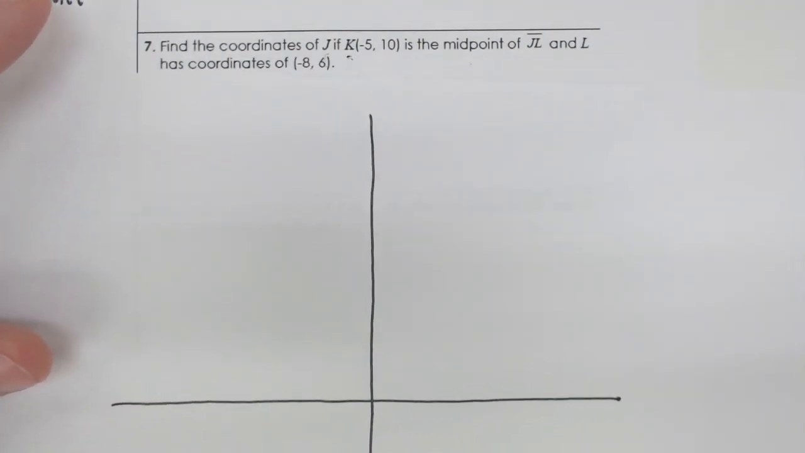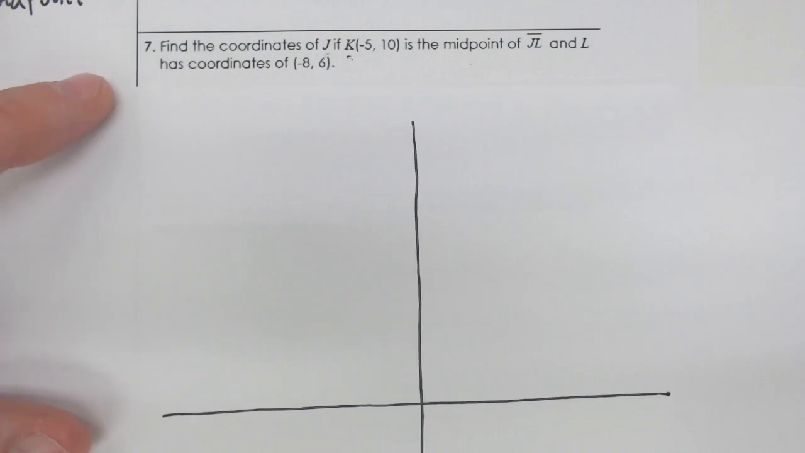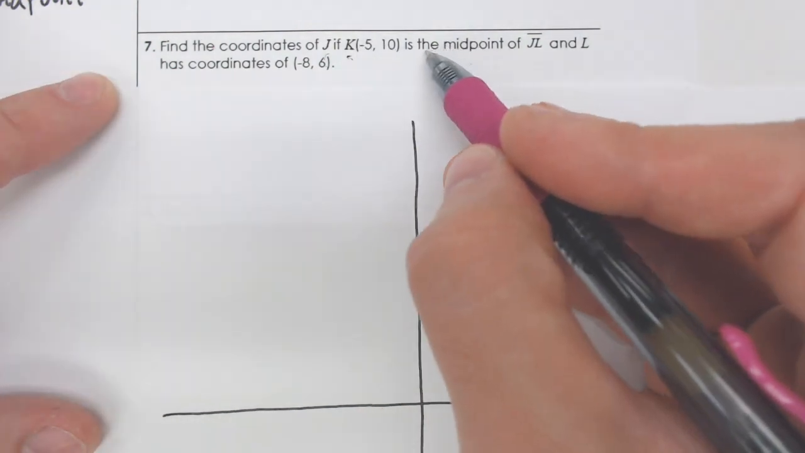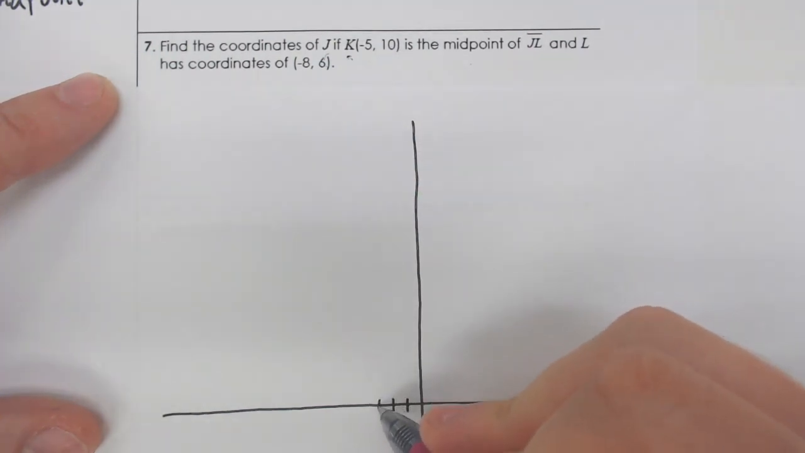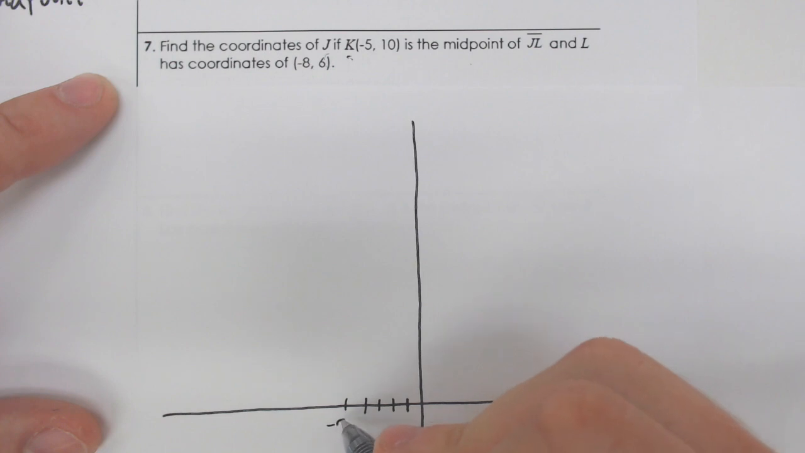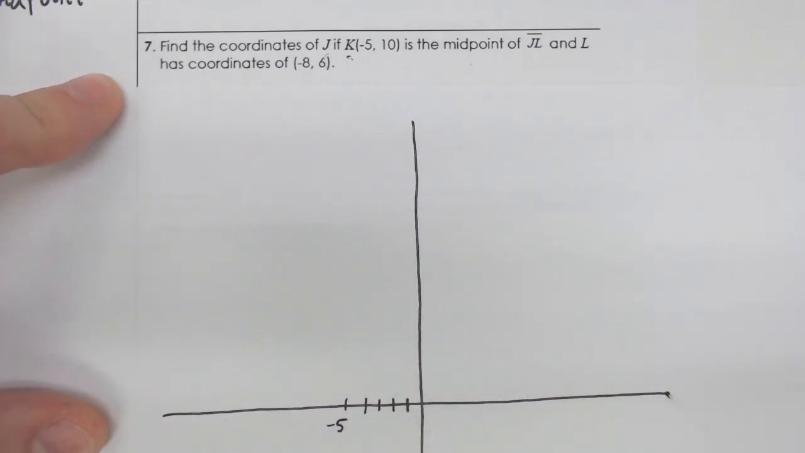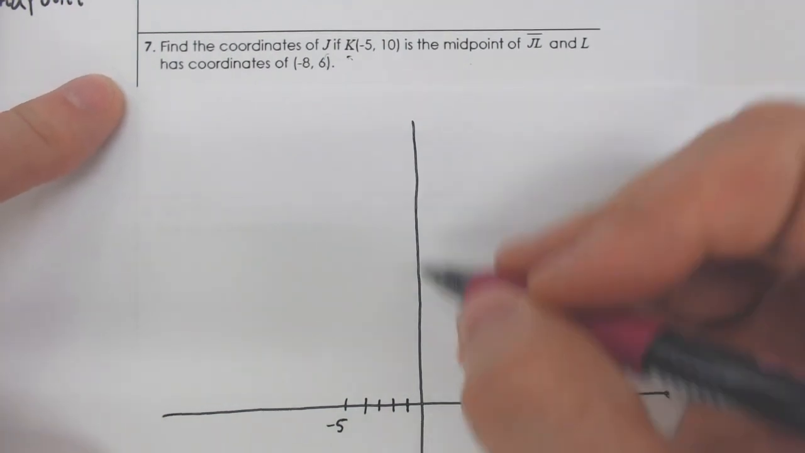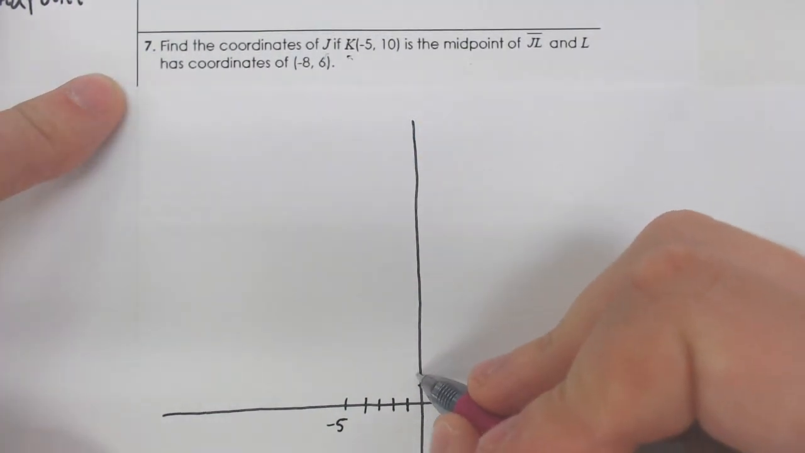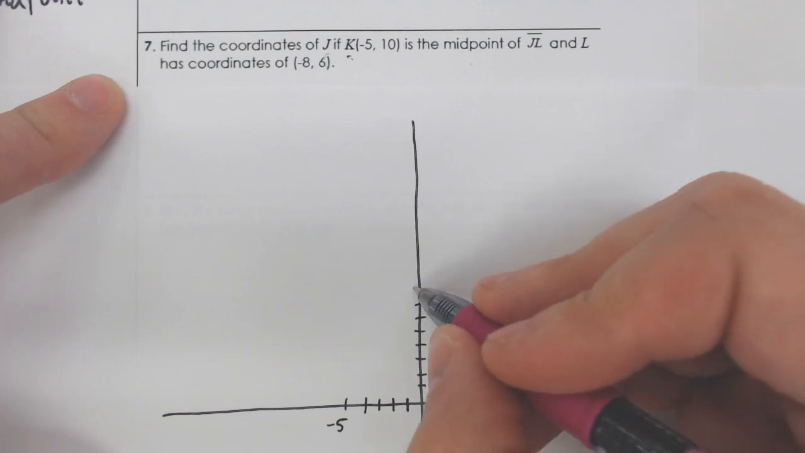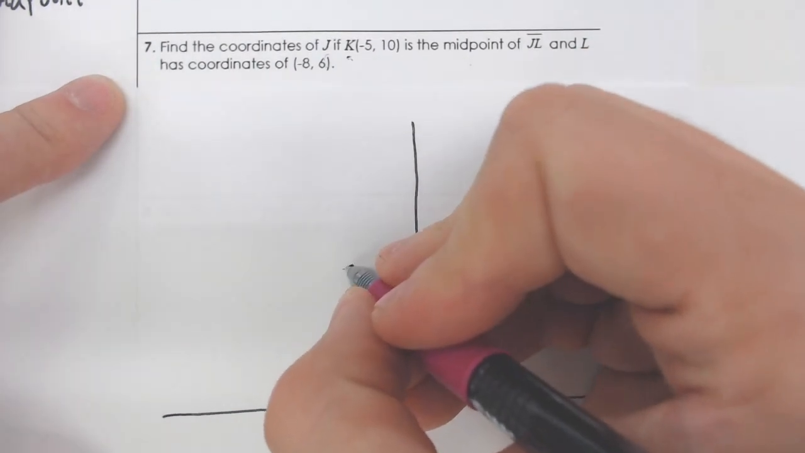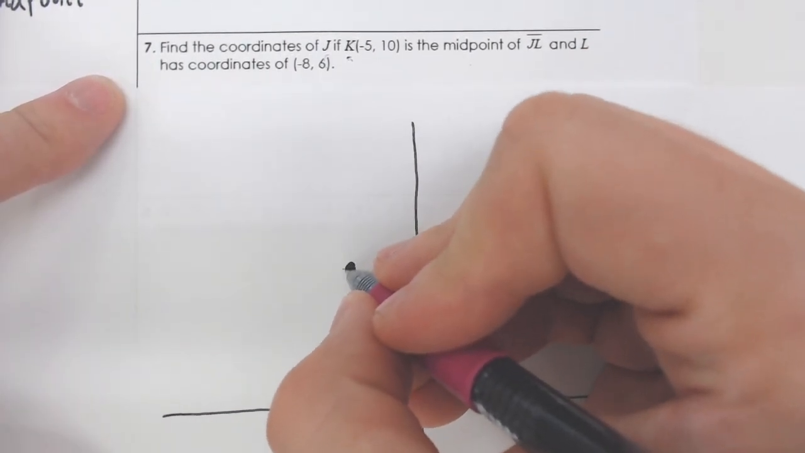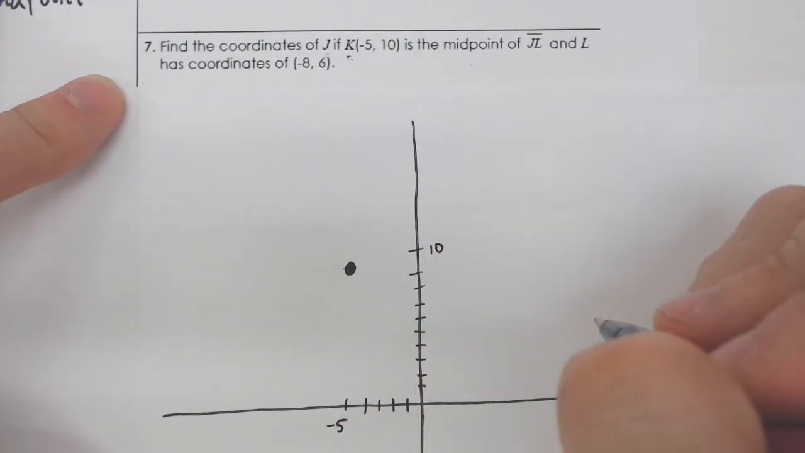So I have my XY graph. I am going to start by plotting the midpoint. Point K is the midpoint. It is at -5, 10. So I have to go left by 5: 1, 2, 3, 4, 5. Just because you make a bigger graph doesn't mean you want to make your hash marks bigger, because you might need all that space. Up by 10 for the 10: 1, 2, 3, 4, 5, 6, 7, 8, 9, 10. And there is my point for K.